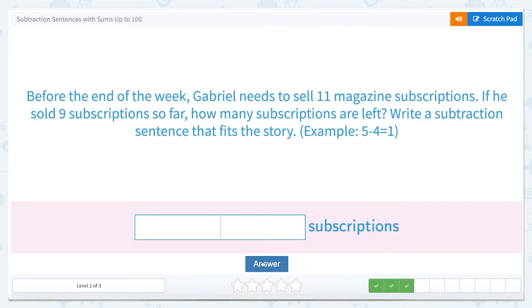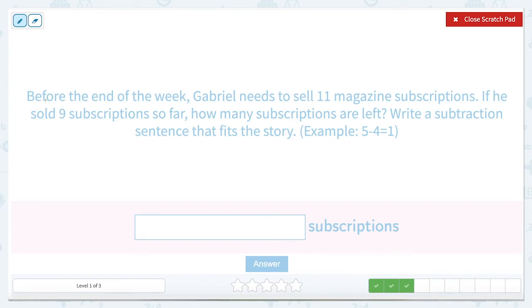Great. Ooh, this is a new scenario. So before the end of the week, Gabrielle needs to sell 11 magazine subscriptions. If he sold 9 subscriptions so far, how many subscriptions are left? Write a subtraction sentence that fits the story. So let's start here. Before the end of the week, Gabriel needs to sell 11 magazine subscriptions. If he sold 9 so far, how many subscriptions are left?